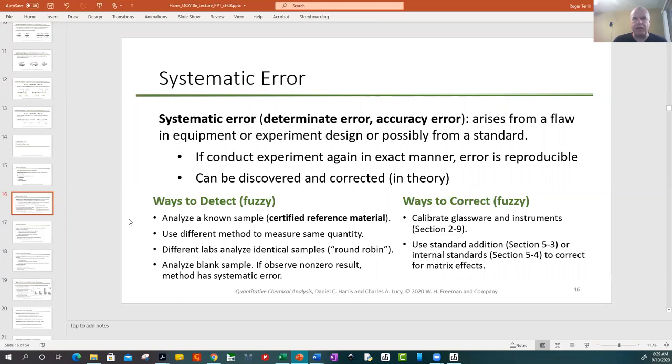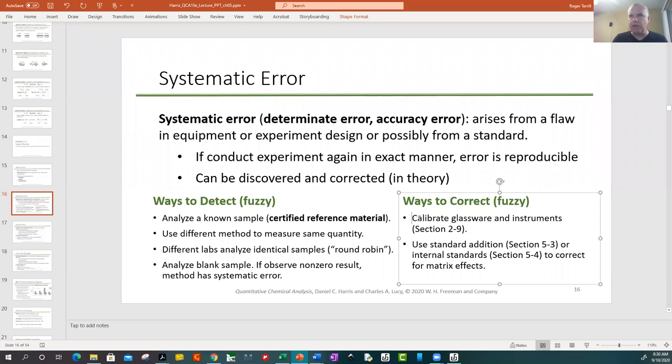You could basically do a variation on different labs and round robin. And normally you always measure a blank too. So you of course measure a blank and you should have a non-zero result, right? And the ways to correct it are, you can either just apply the correction factor, which is kind of the least preferable one, but you can also calibrate your glassware and your instruments.